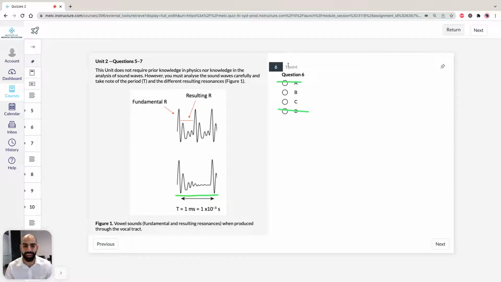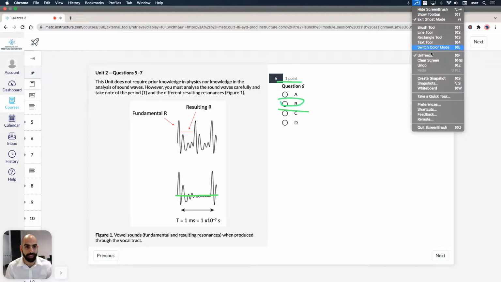So therefore, the answer for 6 has to be C. So C, the resonance decays much more quickly. And it's obvious, again, you don't need to have a background in physics or physics of sound waves. You can just eyeball it and see that if there's no wave there, then obviously the sound wave has decayed. So that's a way to look at it using your eye.